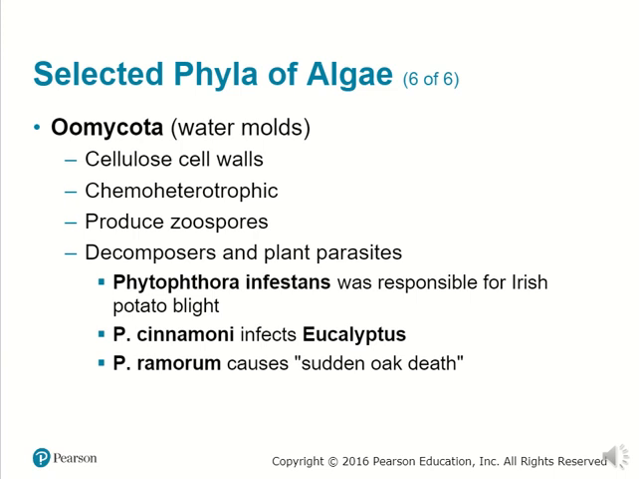There are also Oomycota, or water molds, which have cellulose in their cell walls. They're chemoheterotrophic, and they produce zoospores. They are decomposers as well as parasites on plants.